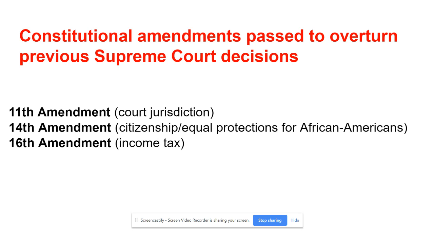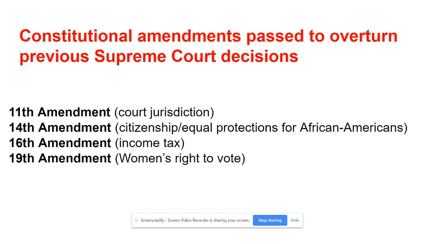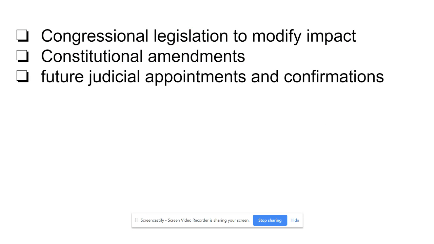The 16th Amendment: there was a Supreme Court case that ruled the income tax in the 1890s was unconstitutional. And so they passed the 16th Amendment to make it constitutional. The 19th Amendment, women's right to vote: although states could allow women to vote, and about half of them did, they still passed the 19th Amendment because it forced any state that didn't allow women to vote to do so. Many of those states were southern states. So good examples there. All right.